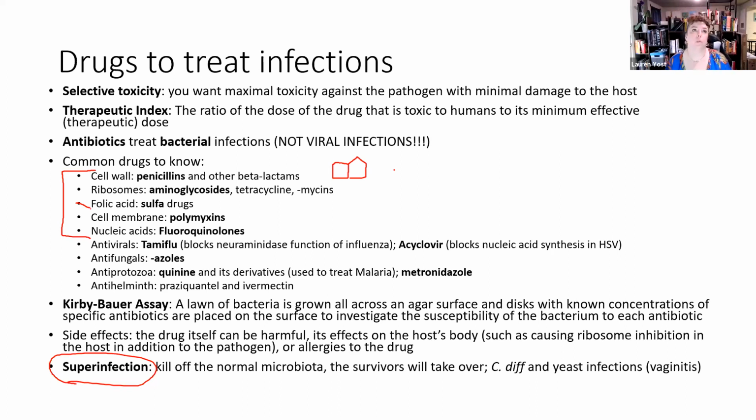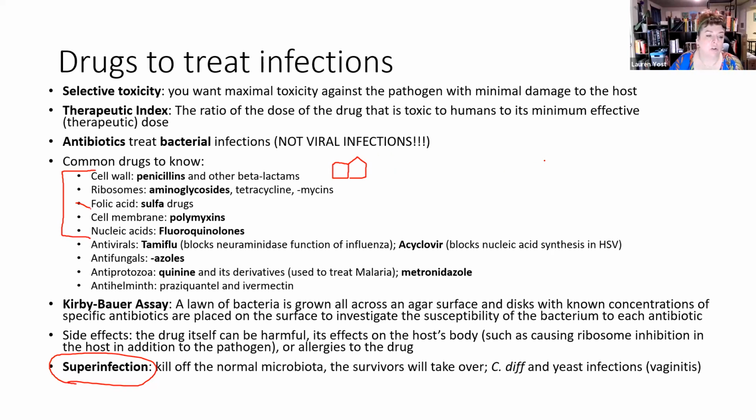Ribosomes. We talk about ribosomes because we're talking about protein synthesis, and most of the drugs that affect protein synthesis are going to inhibit ribosomal function in some way. Aminoglycosides, and then we had tetracyclines, glycylcyclines, those sorts of drugs, and some of them end in mycins, like erythromycin. These all fall under that category.